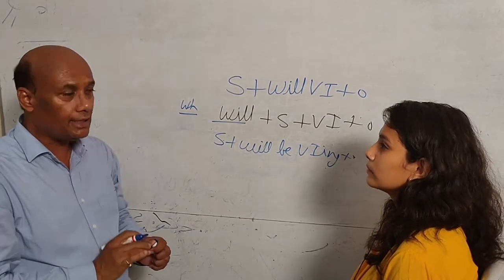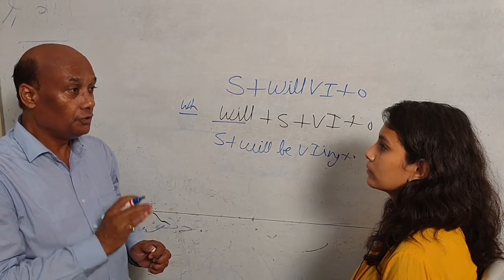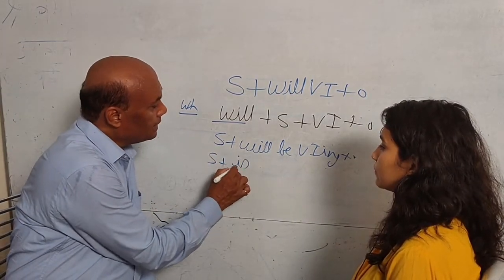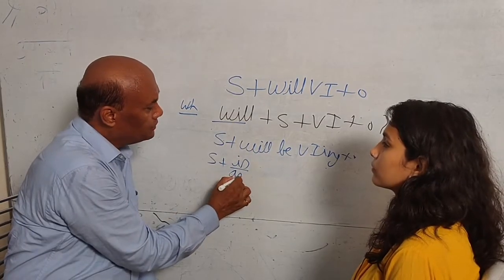For any intention, we use going to. The structure will be subject, then is, am, are. Instead of future simple, we use is, am, are.